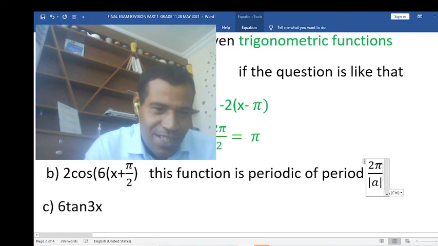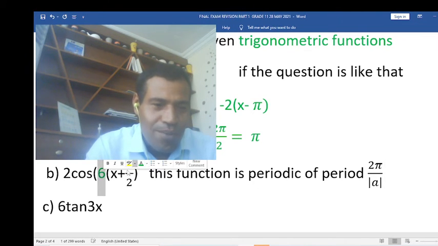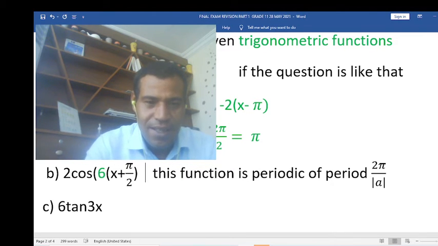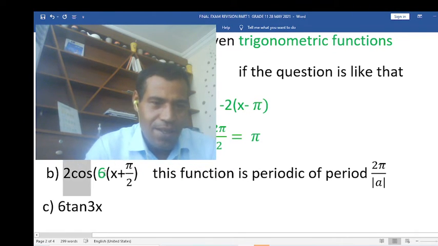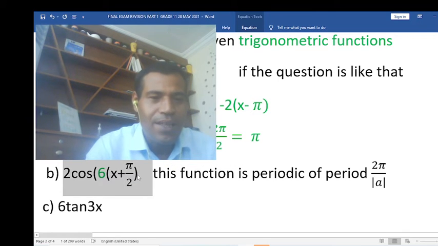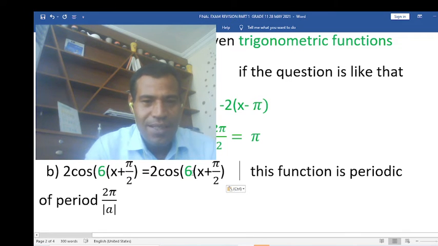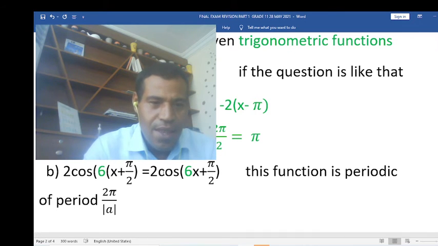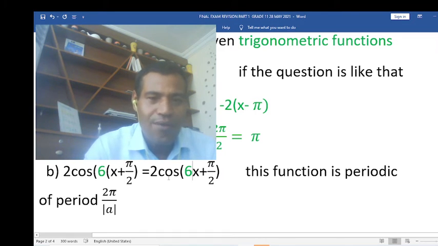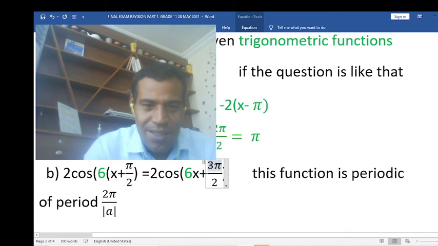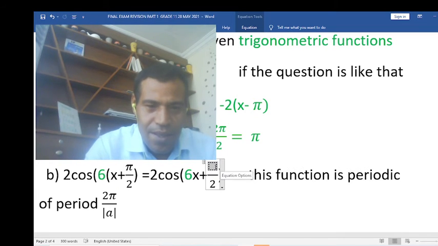The a here, my learners, is this. Be careful. You should multiply 6 by x, which gives 6x, then plus 3 pi. I can write this as 2 cosine 6x, because I multiply 6 by x to get 6x, then 6 multiplied by pi over 2 gives 3 pi. Clear?